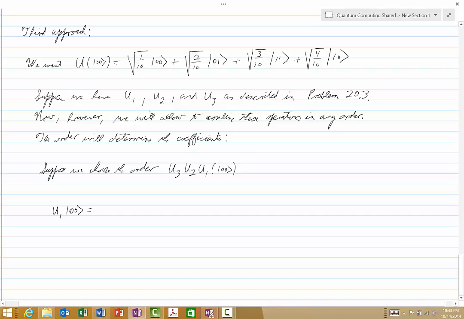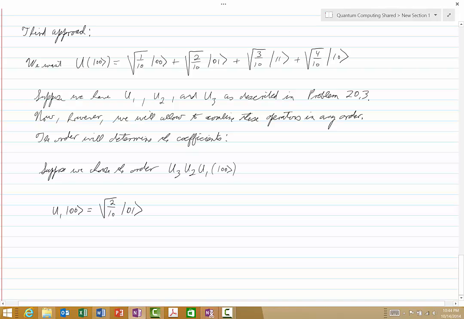Well, that 0, 1 that comes out of U1, we know that U2 will not affect it. U2 of 0, 1 is 0, 1. Likewise, U3 of 0, 1 is 0, 1. So this end result, this square root of 2/10, 0, 1, must have arisen at this very first step. So this tells us that the 0, 1 part of U1 must be square root of 2/10 times 0, 1.